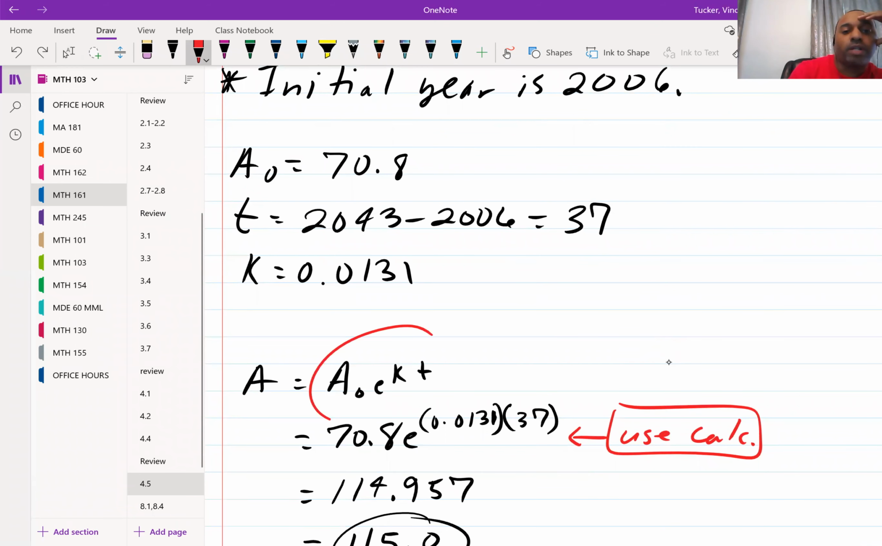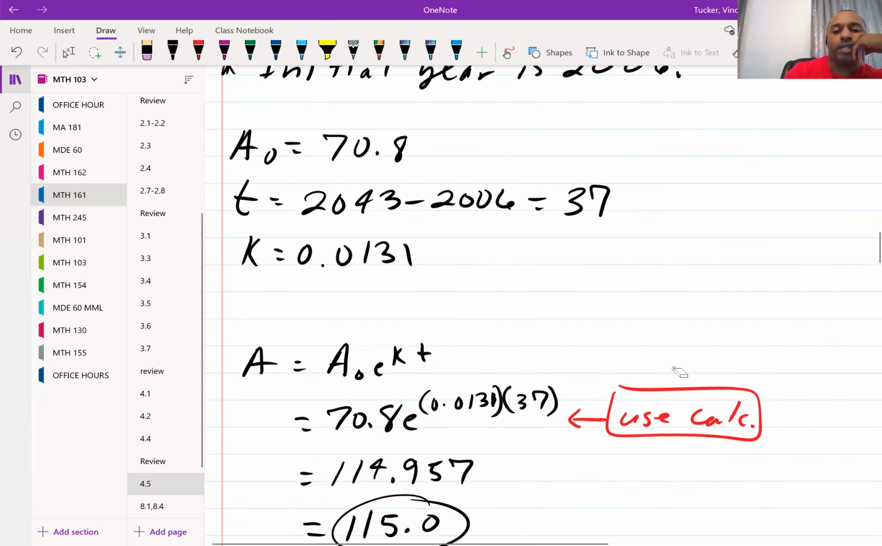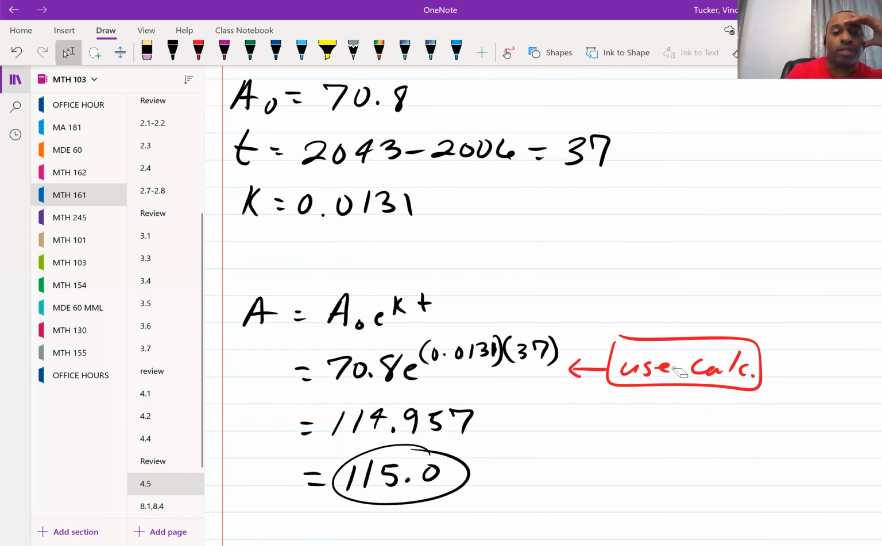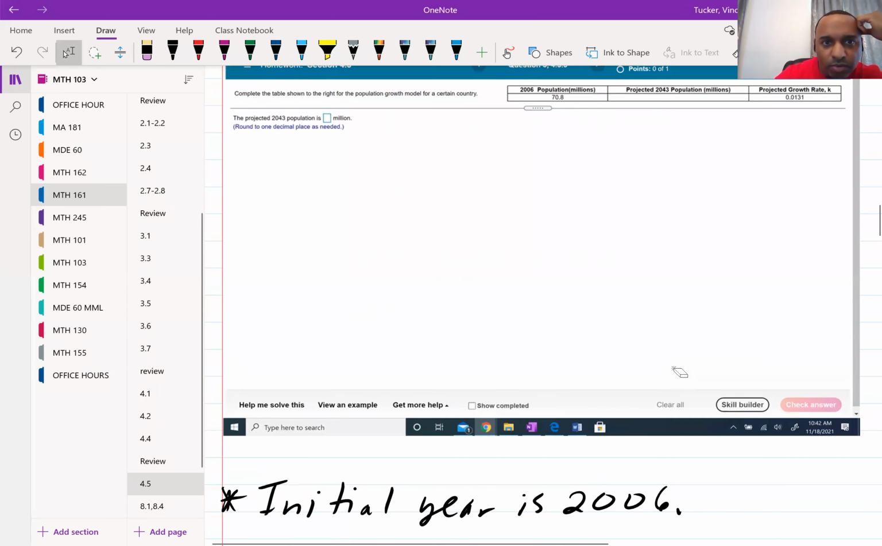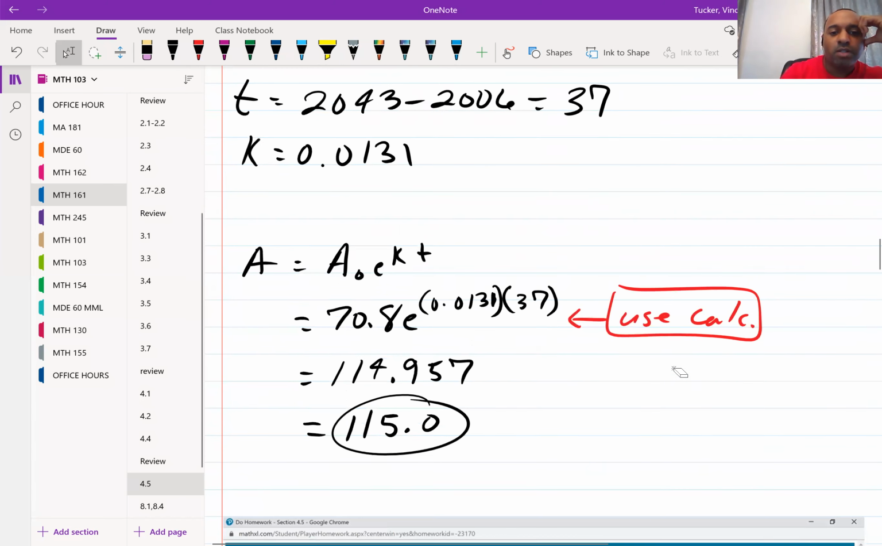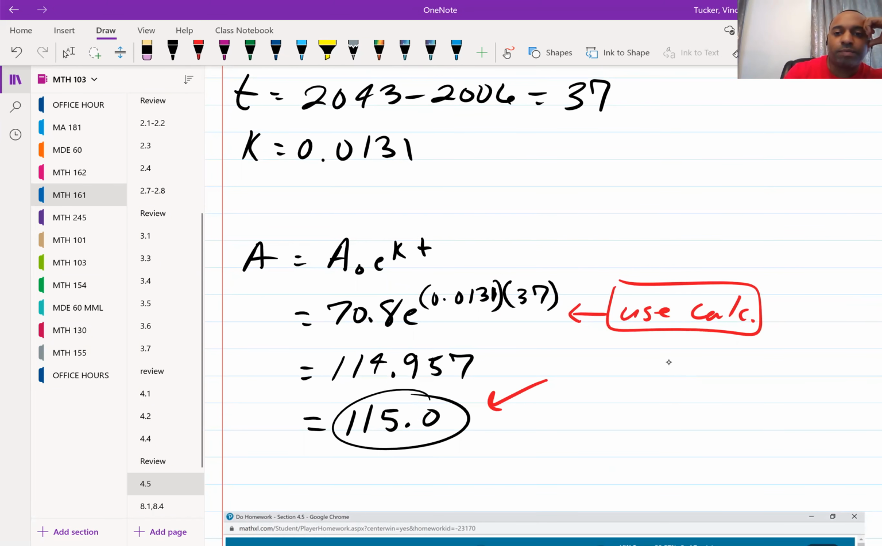So plug it in accordingly into the formula. A naught, 70.8. E is a part of your formula. K, they gave us 0.013. And then we want to know in 37 years, 2043 is 37 years from 2006. So plug in that 37 per T, and they give us 114.957, and they wanted us to round to 1 decimal place. So that's why it ended up being 115.0.